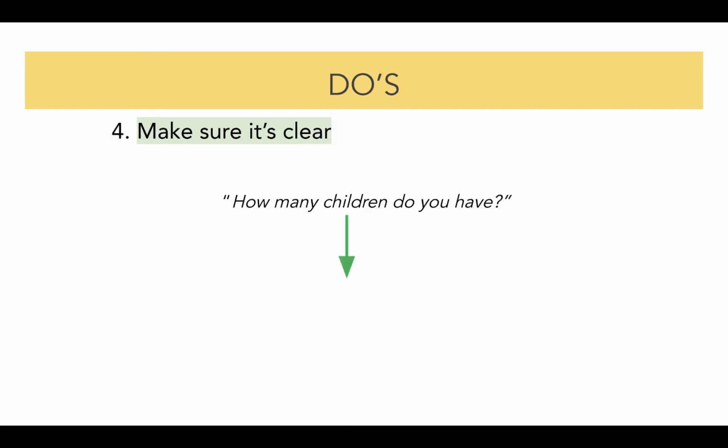The last do is to make sure your question is very clear. How many children do you have? Well, people can be confused about whether that includes children that are already out of the house, children that have passed away, children that are adopted, or children that are stepchildren, and so on. So you want to make it clear for all respondents so they all interpret it the same way. Otherwise, you're going to get such a variety of answers because they all interpreted it in different ways.